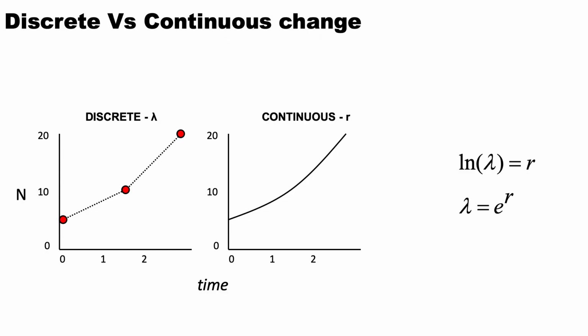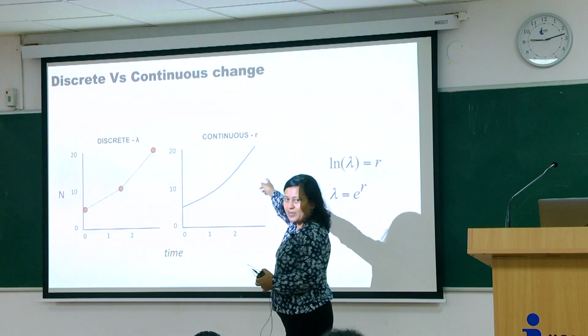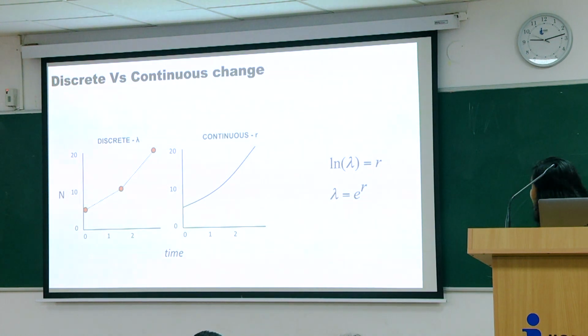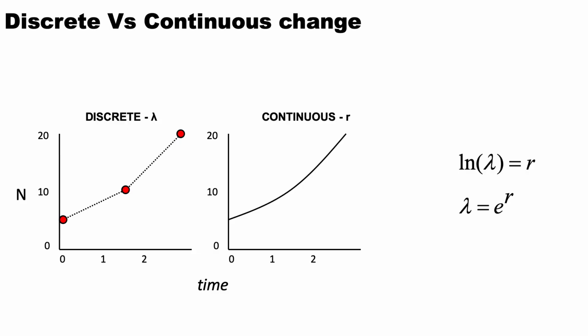If you look at it, this is how they look when you plot them against time. The lambda is basically a discrete quantity, so it will look like this. Whereas the way R is derived, it's a continuous value, and this is the relationship between lambda and R.